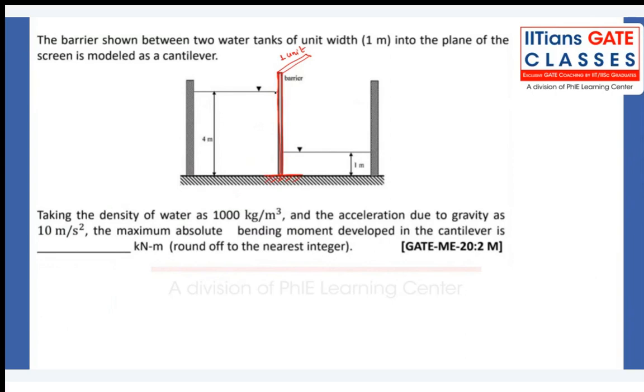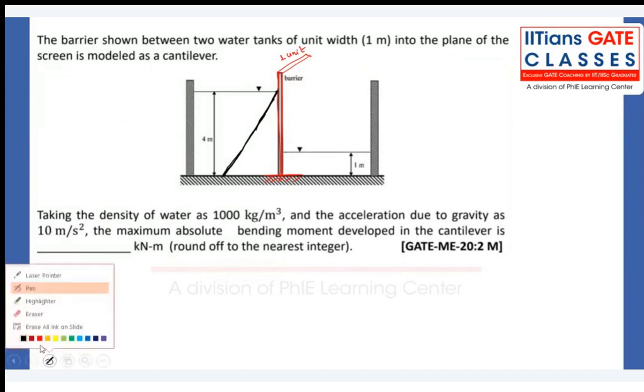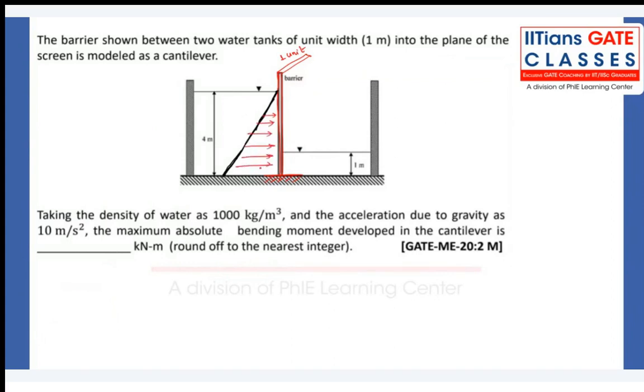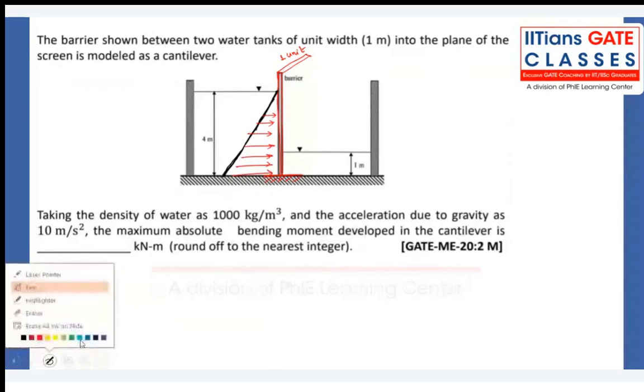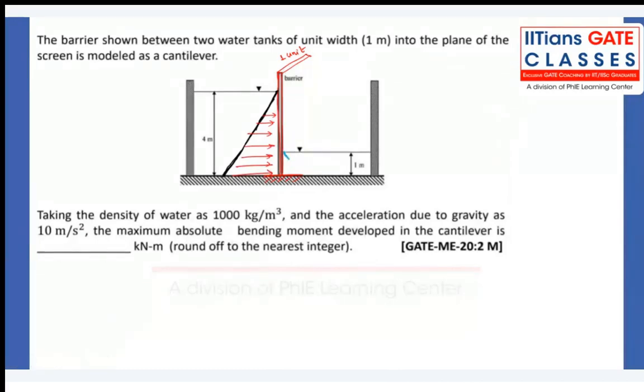Here, if you draw the pressure distribution diagram, if I neglect the atmospheric pressure variations, because atmospheric pressure will be acting on both sides, then there will be linear variations as the density of the water will be constant. If I draw it, it will be something like this. On the other side, the variation will be like this. So this is the pressure distribution diagram, right?